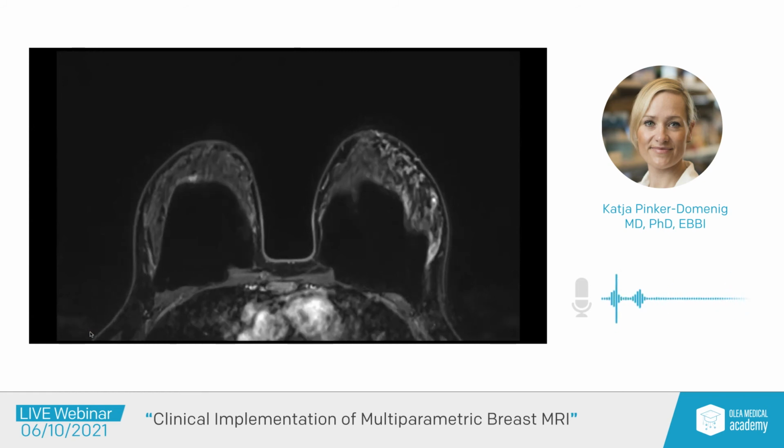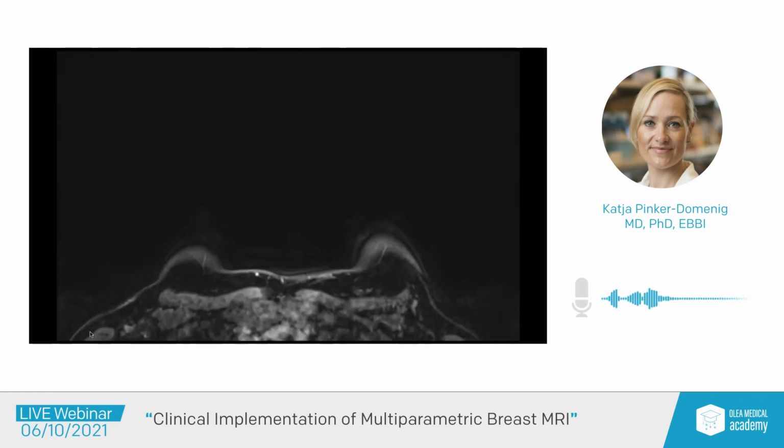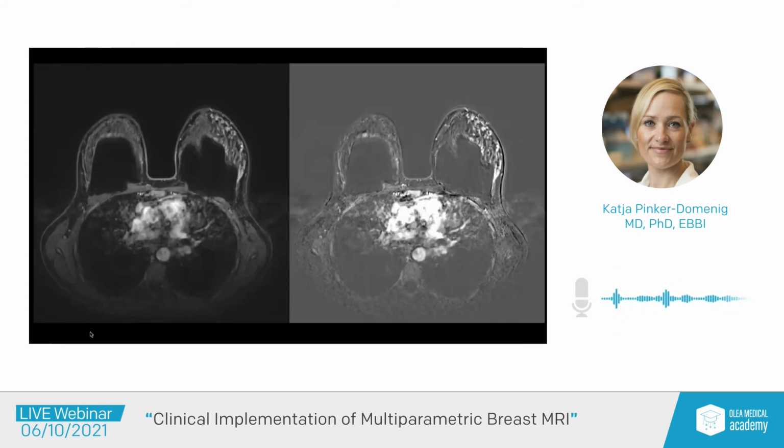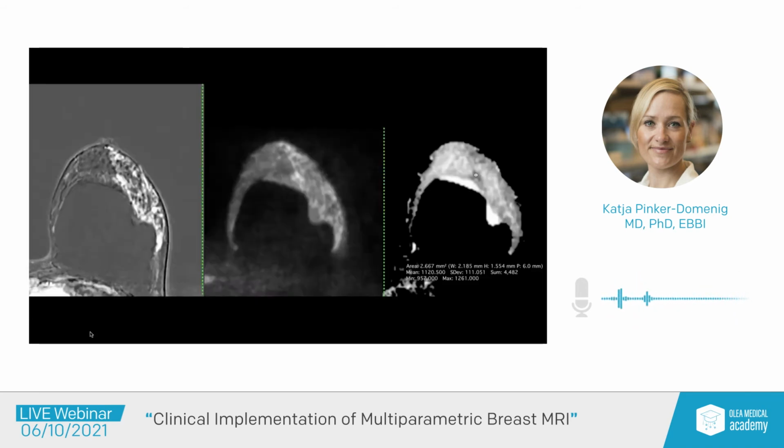And now you see we have here extensive segmental non-mass enhancement. We can discuss if there are already clustered ring components to it, which are usually indicative of a DCIS of higher grade. Of course, we did a biopsy.